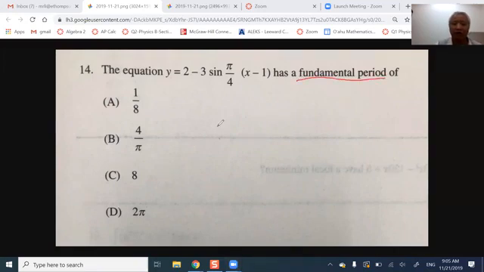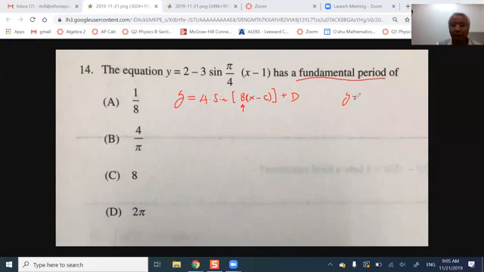period. In general form it is this: y equals a sine (b x minus c) plus d. This is the general form for sine. And here, the one that influences the period will be the b here.